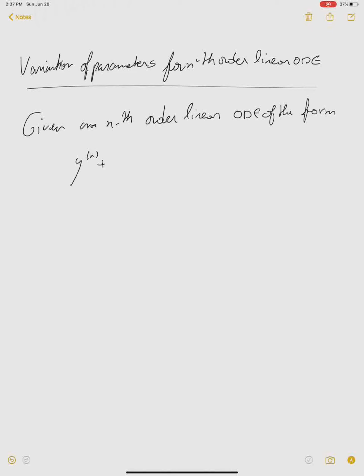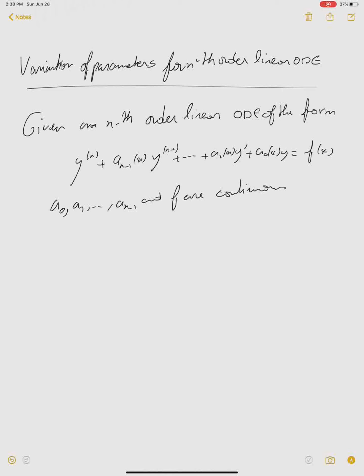y^(n) plus a_{n-1}(x) y^(n-1) plus ... plus a_1(x) y' plus a_0(x) y equals f(x). And notice that the coefficient of y^(n), the nth derivative of y, is 1. Okay, if it's not 1, you have to divide by it to get an ODE of this form. And I have here a_0, a_1 up to a_{n-1}, and f are continuous in some interval I.